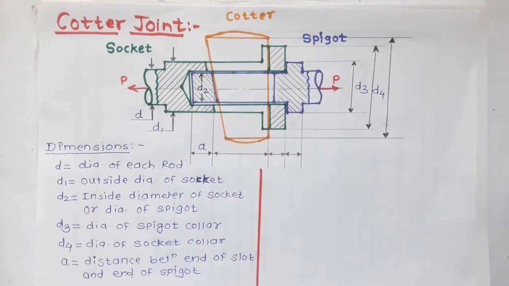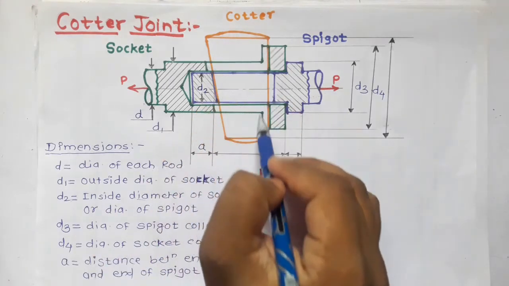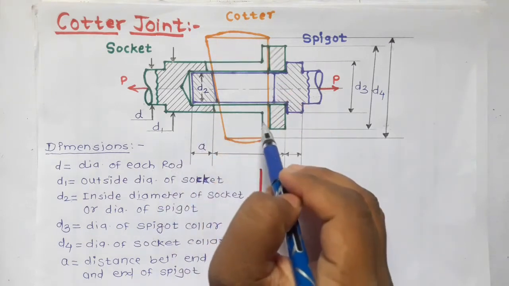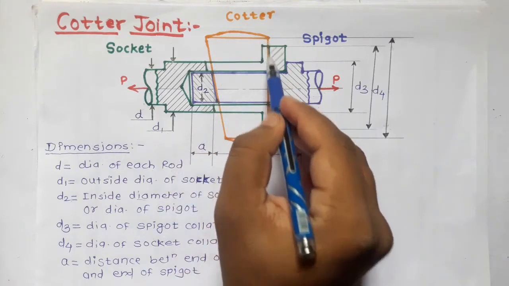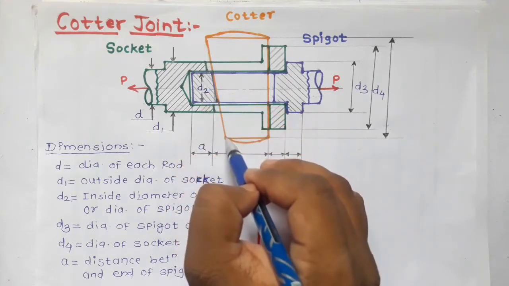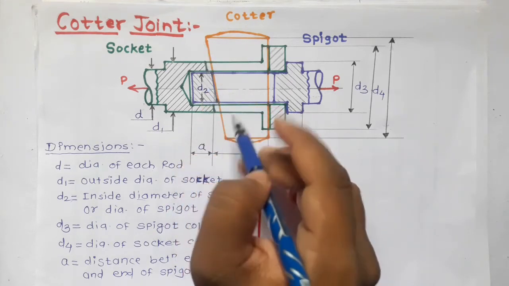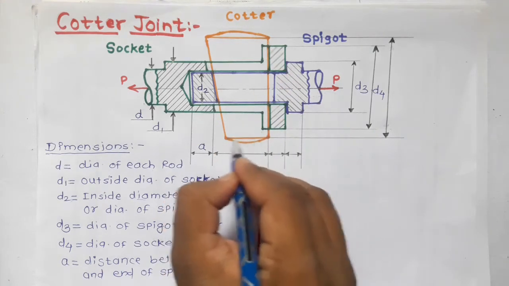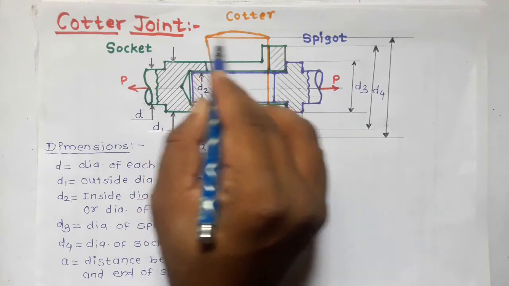Now the next dimension is for this quarter, which is shown by this green color, orange color, and as I discussed earlier, this quarter has one side straight and the other side has a taper of magnitude 1 in 32.